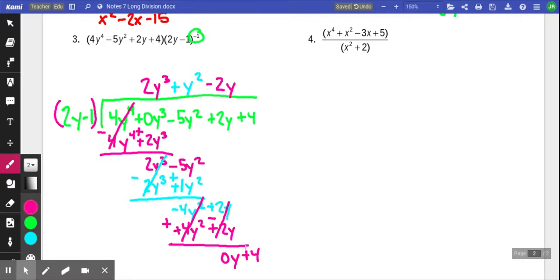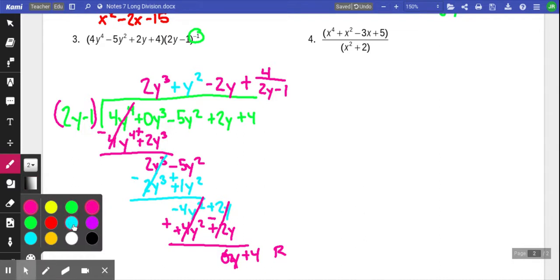And then I can go through and I can multiply. But this right here, I don't really need that. 0y is just 0. This right here actually ends up being my remainder. All right, so then I'm going to plus my remainder, which was a positive 4, over what I was dividing by, which was the 2y minus 1. And again, we can check this answer in another video to make sure that we come up with the original dividend.